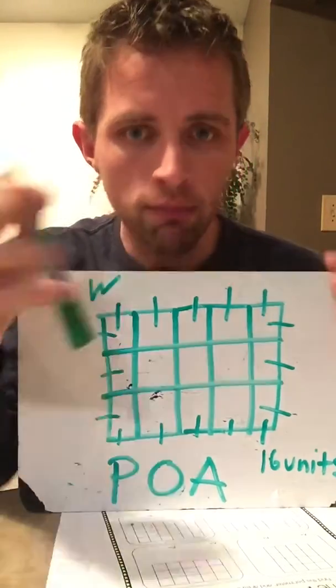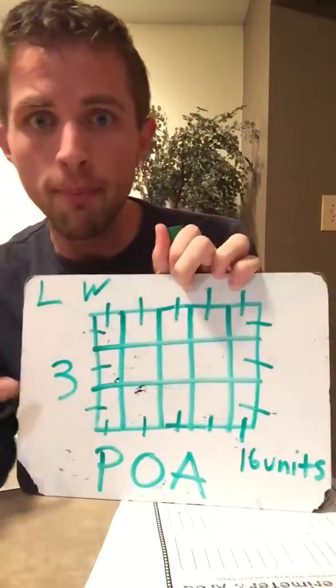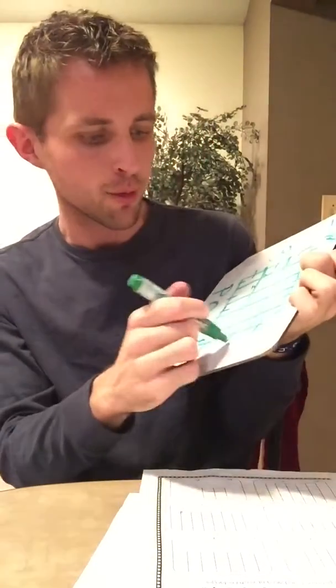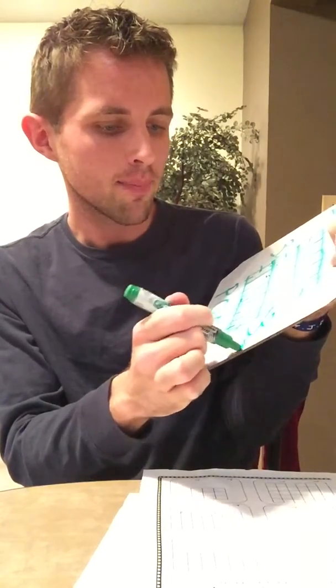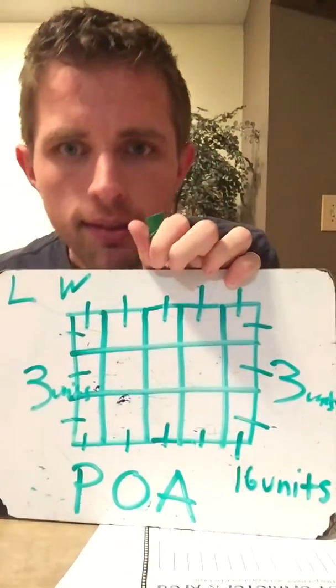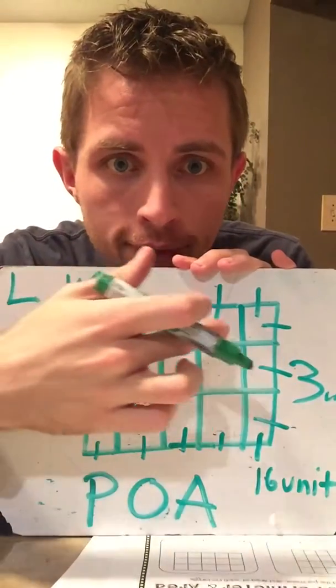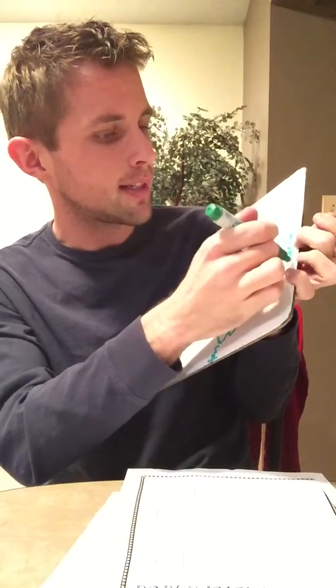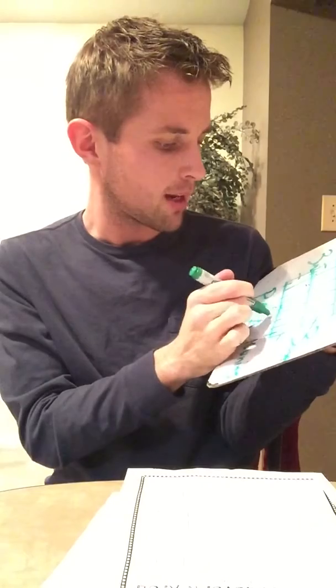1, 2, 3. And if it's 3 over here, that must mean that over here it is also 3. But 3 what? 3 units. Sorry, I forgot my units. Okay, 3 units. Now let's find our width, right? 1, 2, 3, 4, 5. 5 units. If it's 5 units up top, that means at the bottom it's also gotta be 5 units.